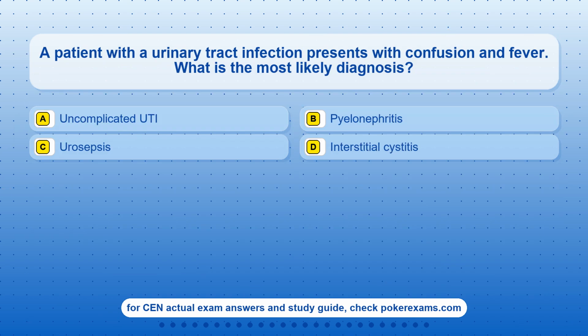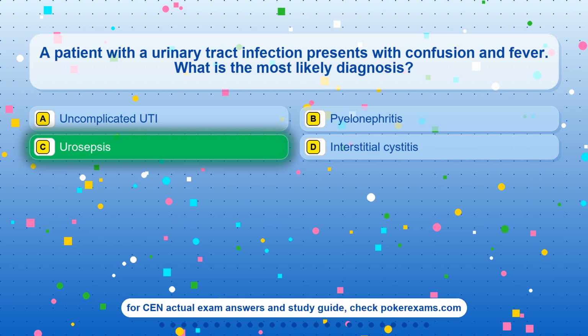Question 23. A patient with a urinary tract infection presents with confusion and fever. What is the most likely diagnosis? Option A, uncomplicated UTI. Option B, pyelonephritis. Option C, urosepsis. Option D, interstitial cystitis.